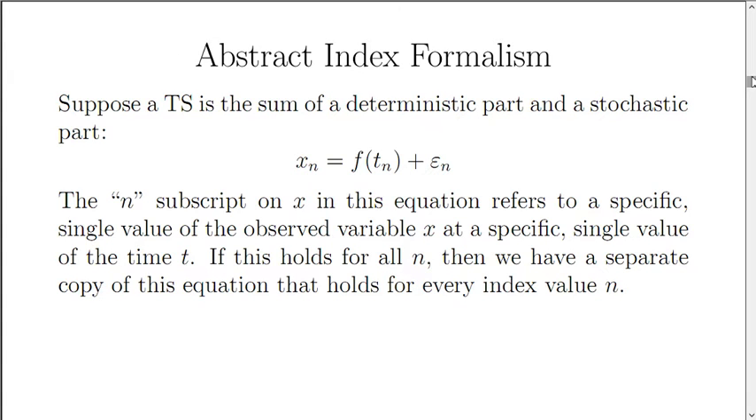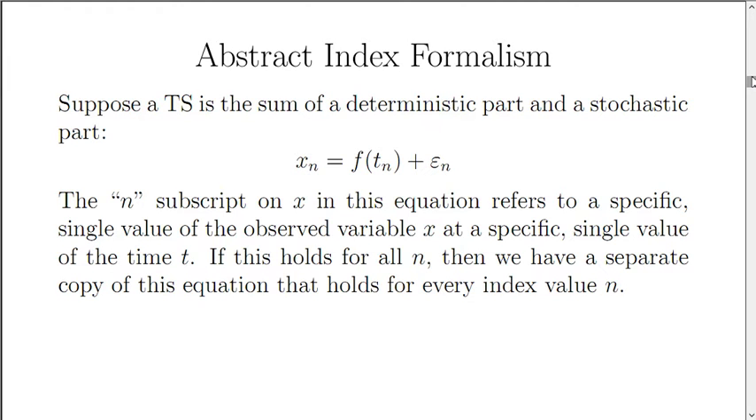I'd like to introduce you to something that I think is extraordinarily powerful notation. Actually, there are several aspects to it. There's something called the abstract index formalism, and it really derives from the fact that we often refer to not just a single variable, but a group or a vector of variables. Suppose we had a time series, and it was the sum of some part which is deterministic and some part which is stochastic, essentially random. If it's the sum, we could indicate this by saying this equation, that x sub n, the nth data value, is some function of t sub n, that is a deterministic function of time, plus epsilon sub n, where epsilon is the random or stochastic part.